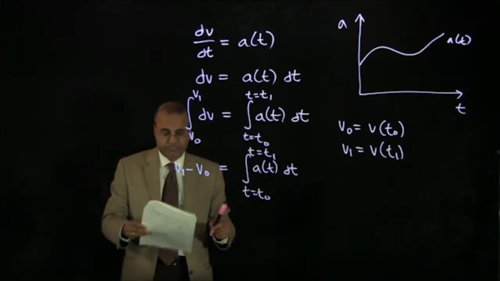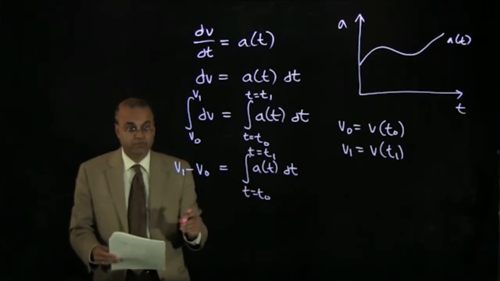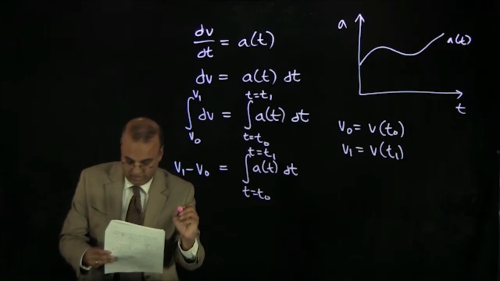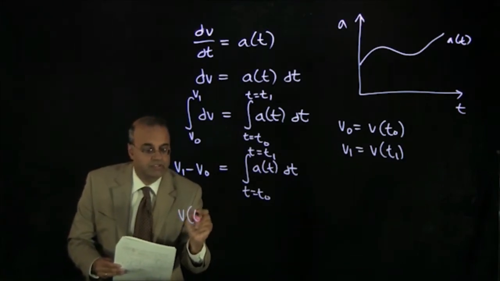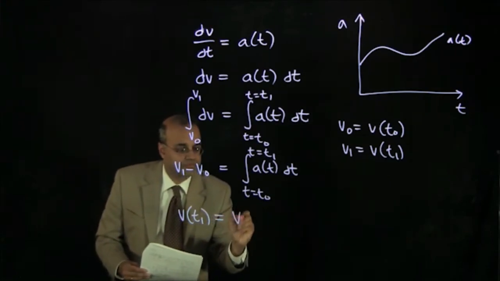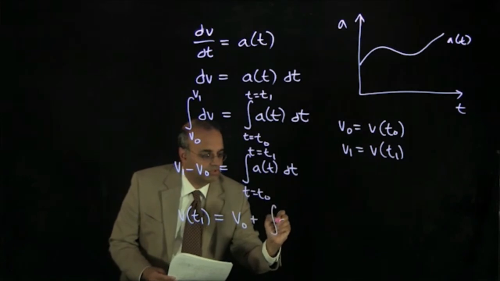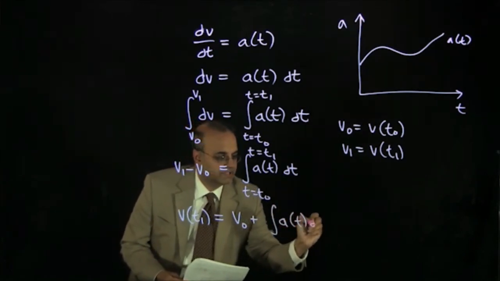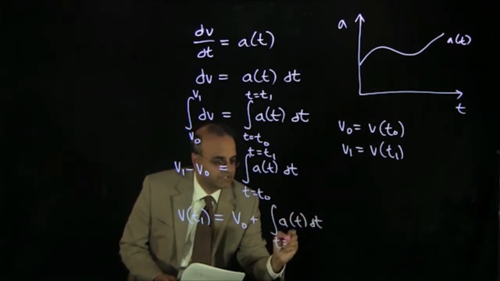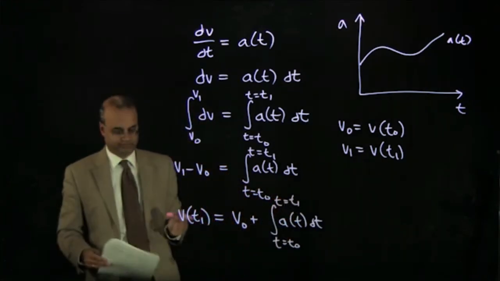I can rewrite this in terms of what the velocity is at some later time t1 by writing the velocity at t1 is equal to v naught plus the integral of a of t dt from t equals t naught to t equals t1.